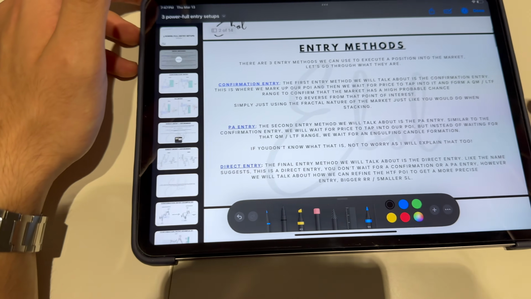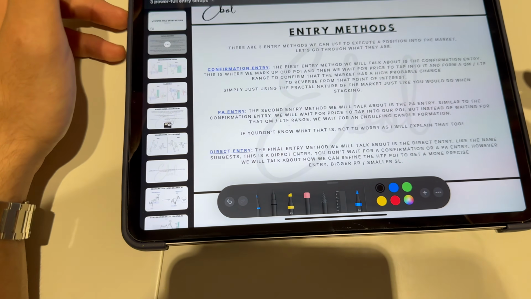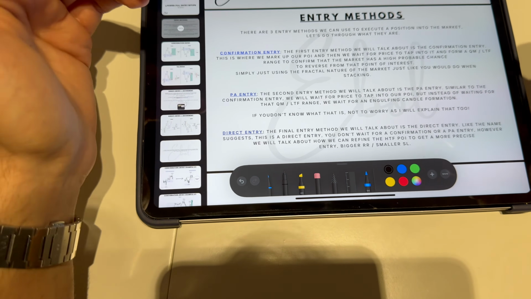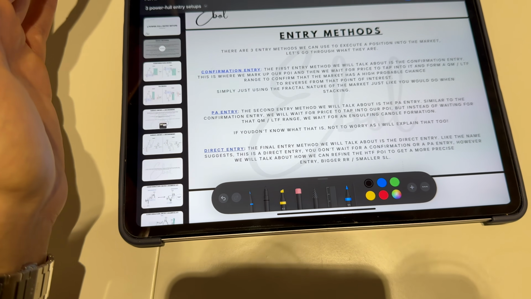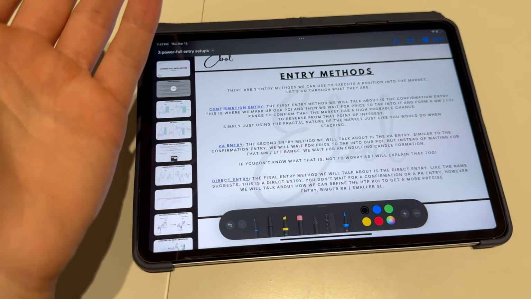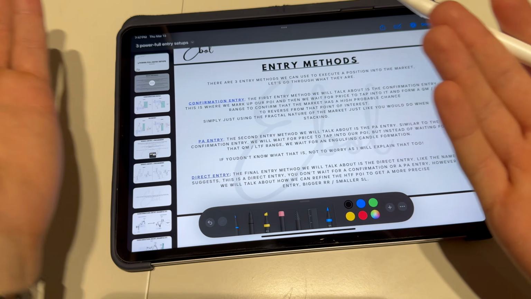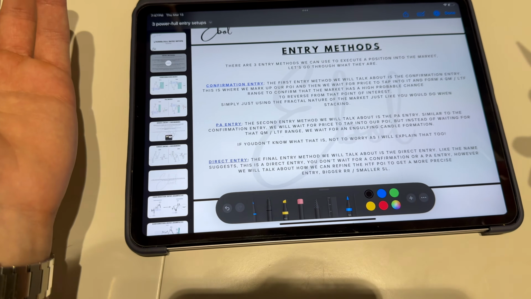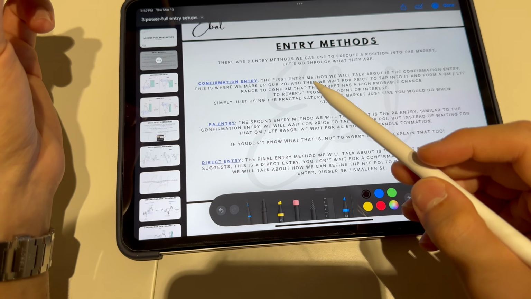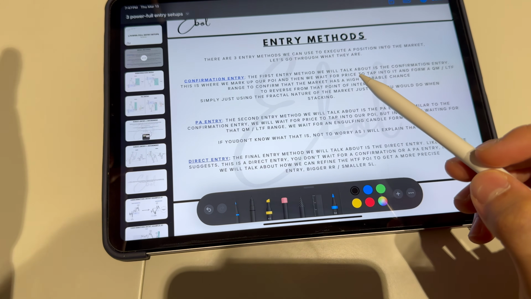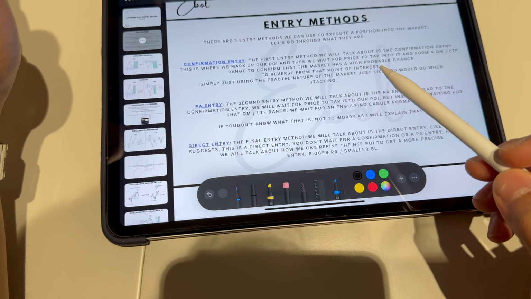So first of all, I'm going to talk about the entry methods. There are 3 different entry methods. I personally use 2 of them, but I decided to explain the third one also, so you can easily see if it matches your strategy and use it. The first one for me is the confirmation entry.